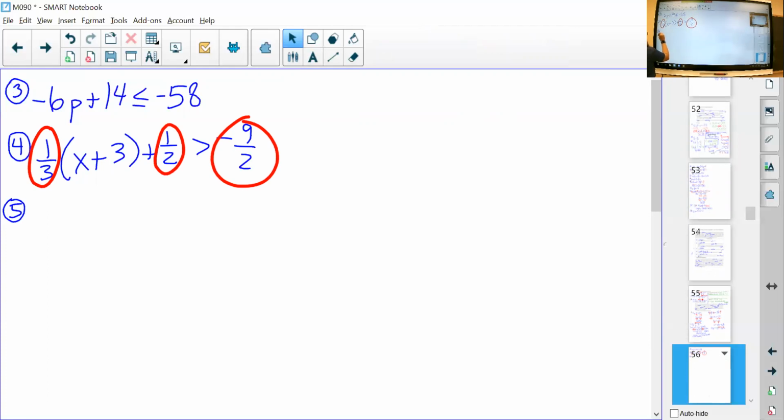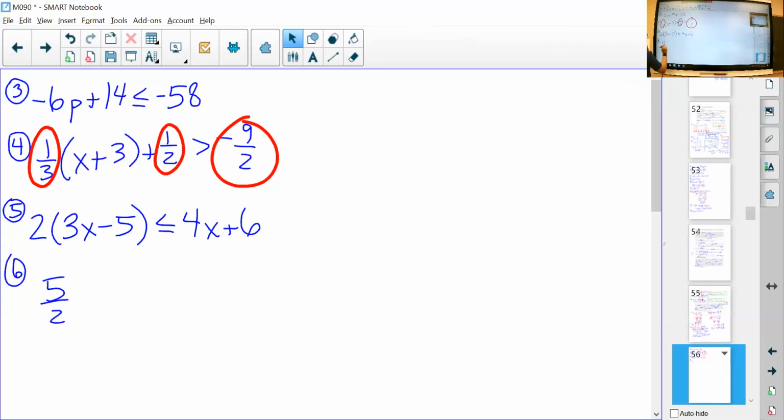Example 5, 2 times 3x minus 5, so we've got some distributing to do, less than or equal to 4x plus 6. Once you distribute, you're going to solve this very much like an equation. If you divide or multiply by a negative, remember to flip that. You may not, depending on how you set this up. And let's get number 6 up here. 5 halves plus 7x less than or equal to 4x plus 7 halves.